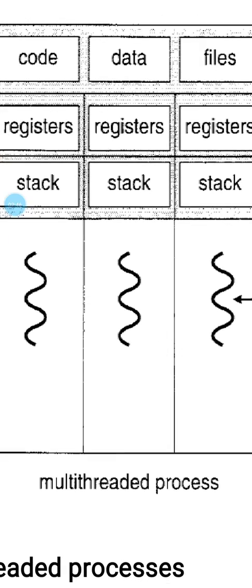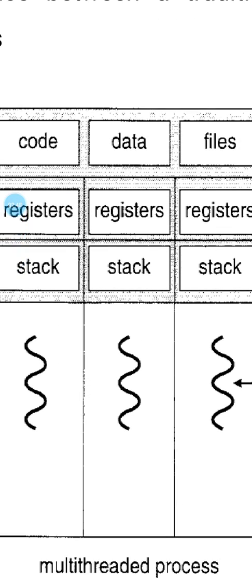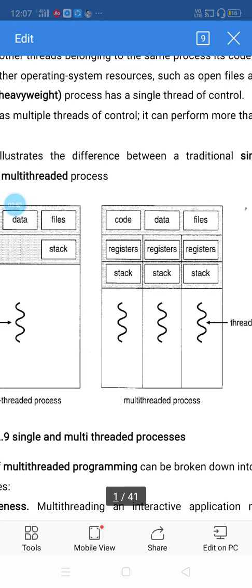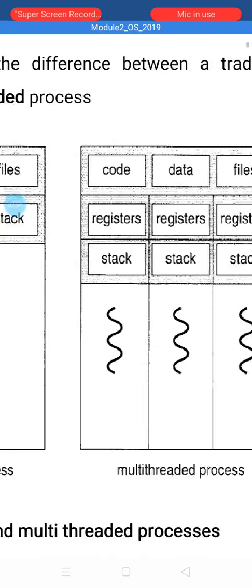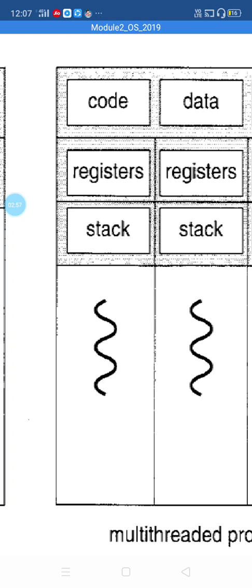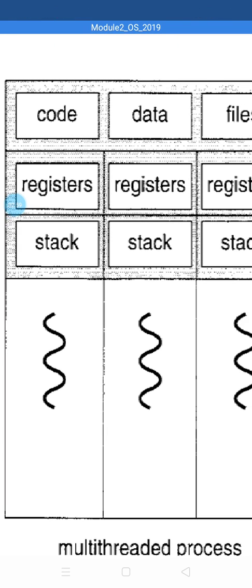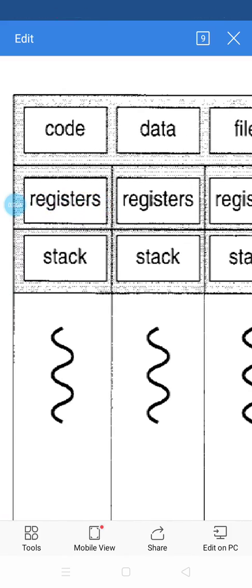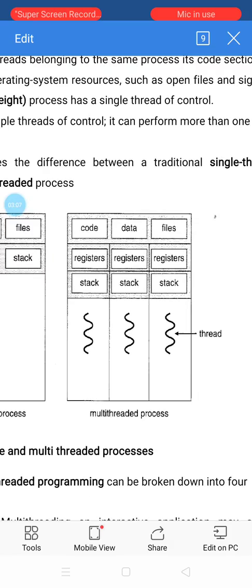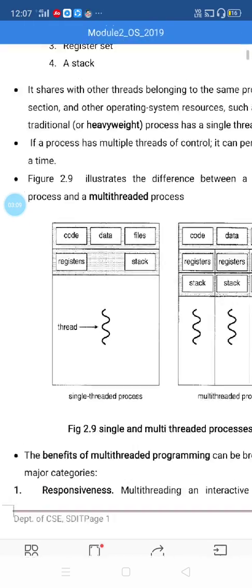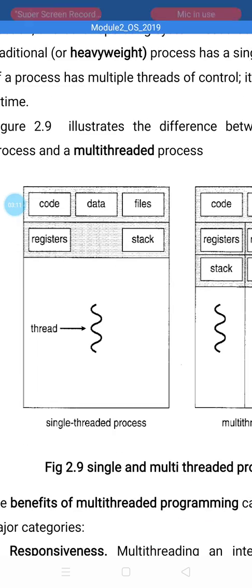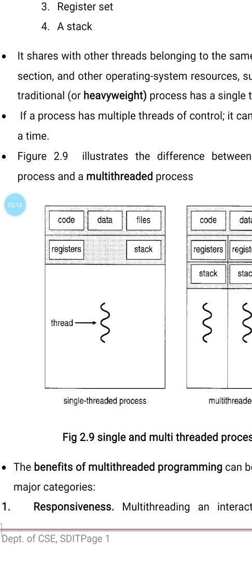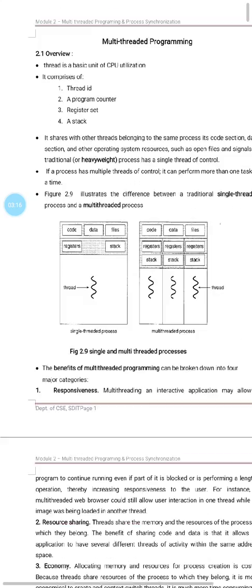These threads share the code section, data section, as well as operating system resources like files. But each thread has its own registers and stack. You can see in this column that registers and stacks are separate for each thread, but the code, data and files are shared among all the 3 threads. Whereas in a single threaded process, your process does only one task at a time.